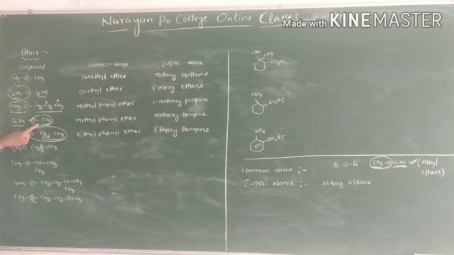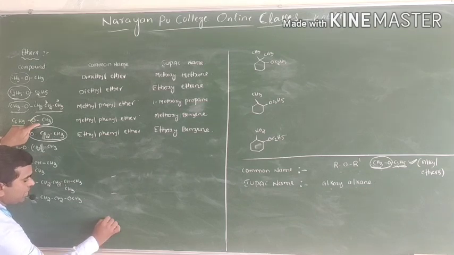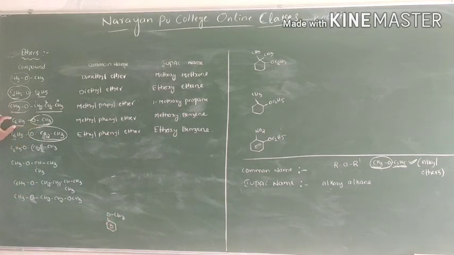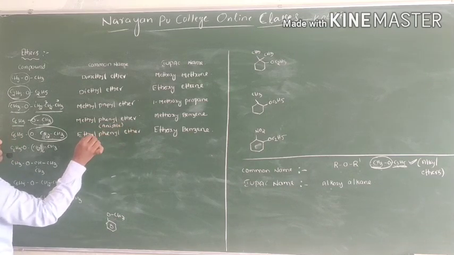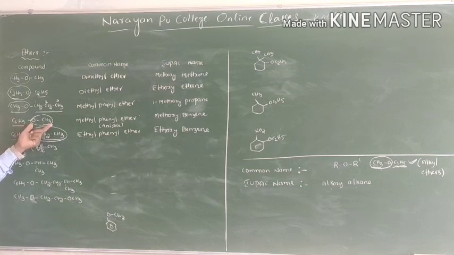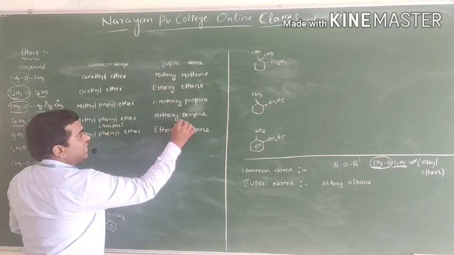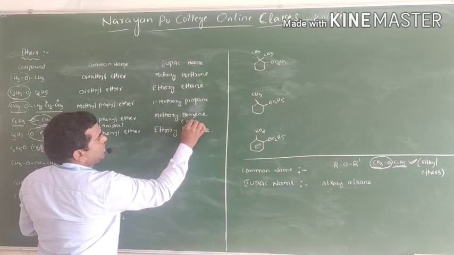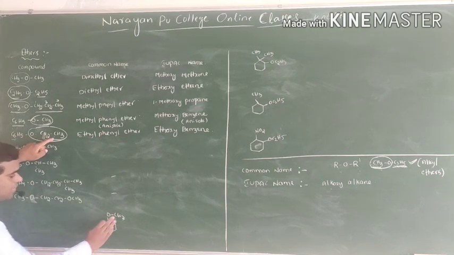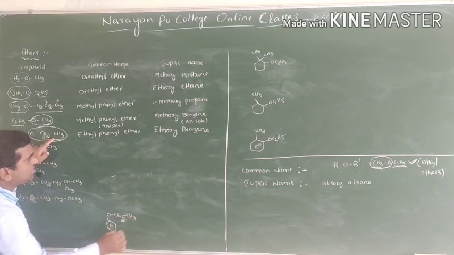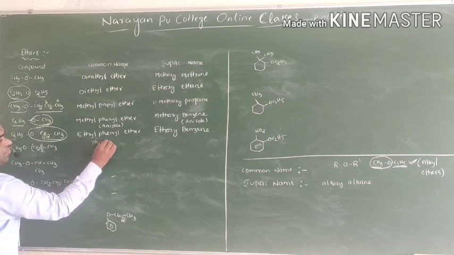The important thing is here on the benzene ring. This compound is OCH3 on C6H5, the benzene ring. On the benzene ring, the OCH3 group is there, and this compound we call anisole. That can also be a common name. And here on the benzene ring, an ethyl group is there, that we will call phenol.